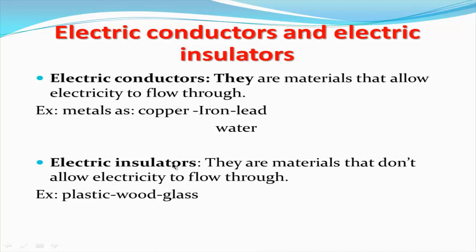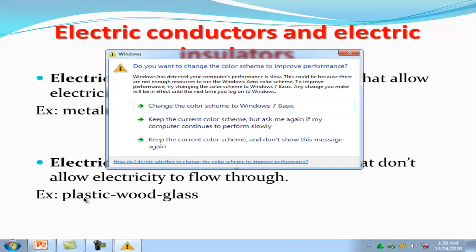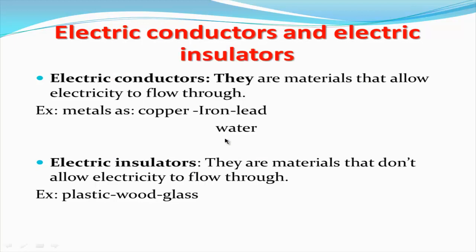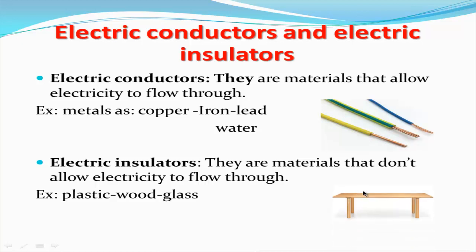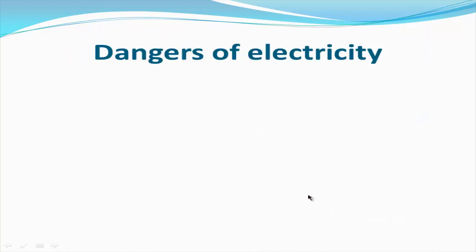What about electric insulators? They are materials that don't allow electricity to flow through. We have some examples such as plastic, wood, and glass. Electric conductor, such as copper, and electric insulator, such as wood.